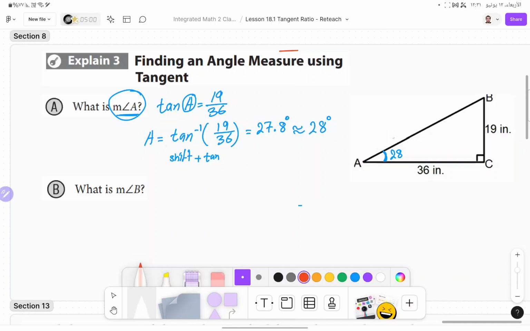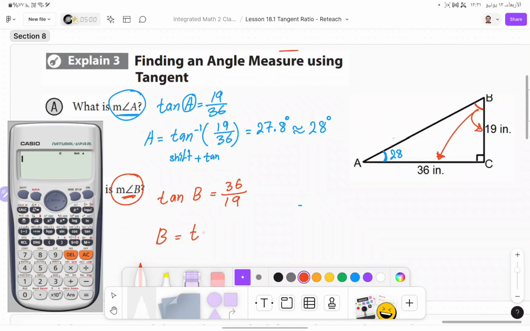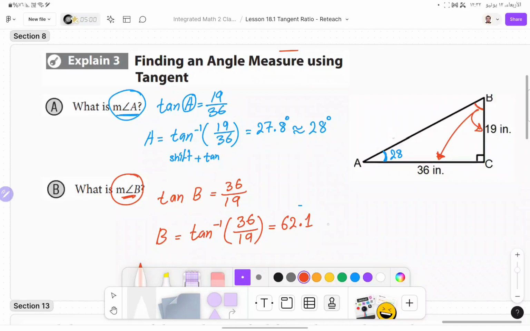Now the question asks you to find the measurement of angle B. What is the measurement of angle B? What's the opposite side? The opposite side is 36, the adjacent is 19. So I have to write tan B is equal 36 over 19. So angle B is equal, you have to click shift tan on the calculator, then do the fraction 36 over 19, then you close your bracket, then you get the answer, 62.1. Or you can round it to 62.